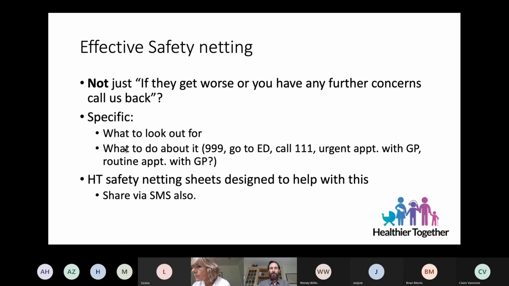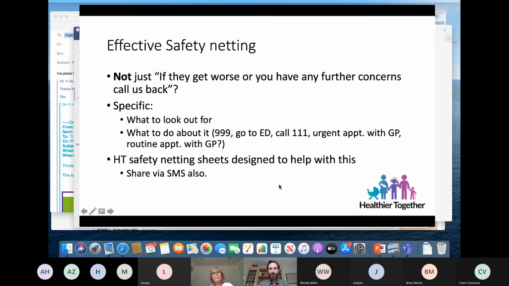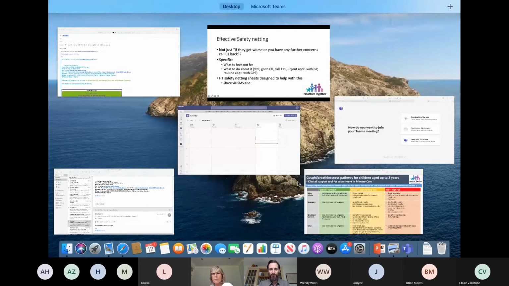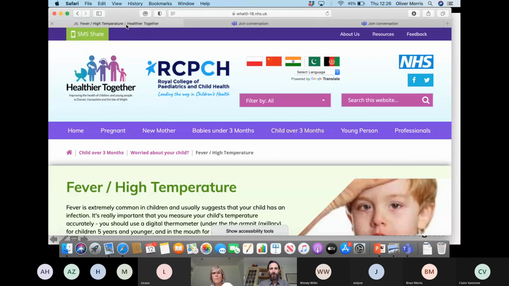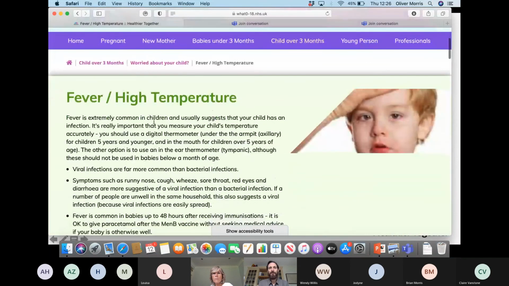Right, before I go on to effective safety netting, what I was going to do is try and close sharing that thing, and I'm going to switch now to the Healthy Together website. So can I just check, and someone confirm that that's now showing the fever high temperature page of the Healthy Together website? Yeah. That's great, good.